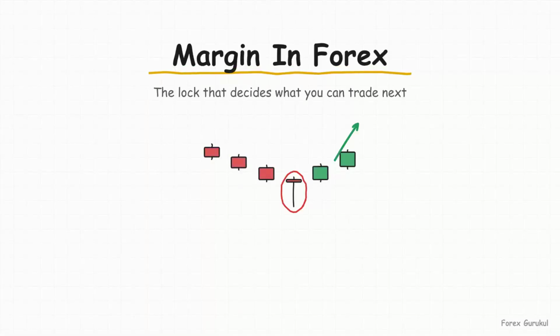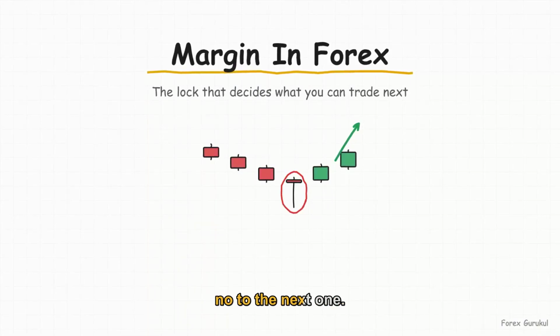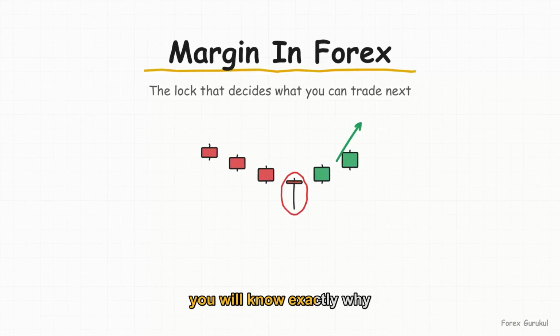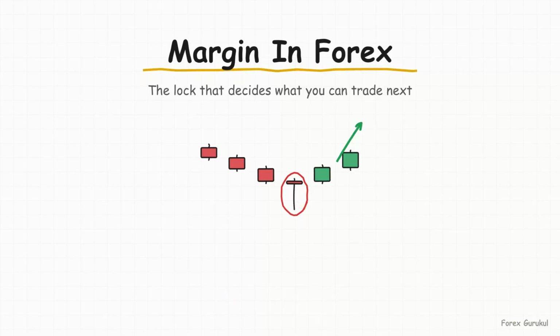$2,000 sitting in the account. One trade already open. And the broker still says no to the next one. Not because the money is gone, because of something called margin. By the end of this, you will know exactly why that number moves and why your balance is not the same thing as your buying power.